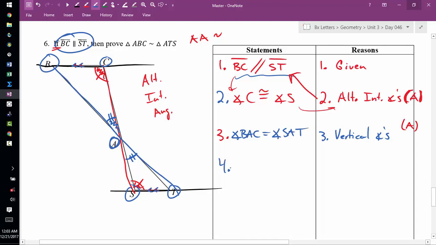And for my last thing, I've got my two angle facts. Now I'm ready to say that the triangles are similar, that triangle ABC is similar to triangle ATS. And how do I know that? Well, that's the angle-angle postulate, and I'm going to leave it just like that.